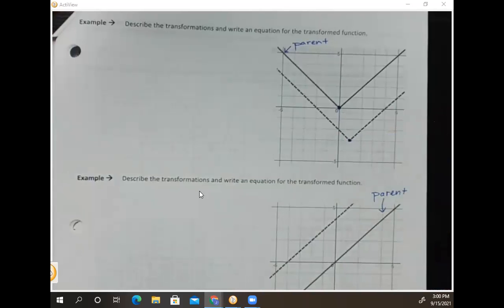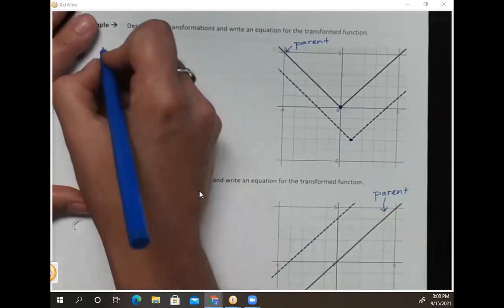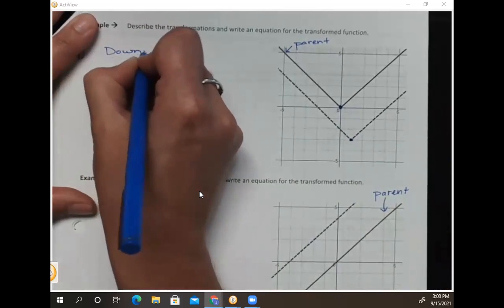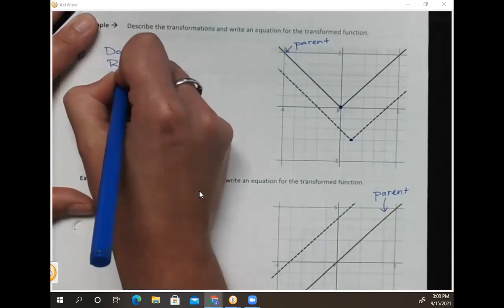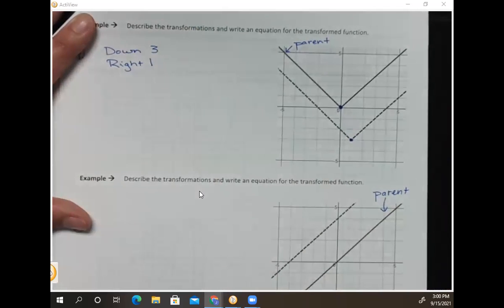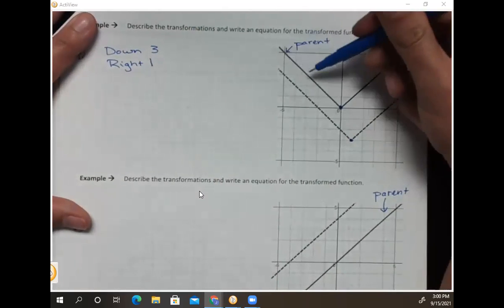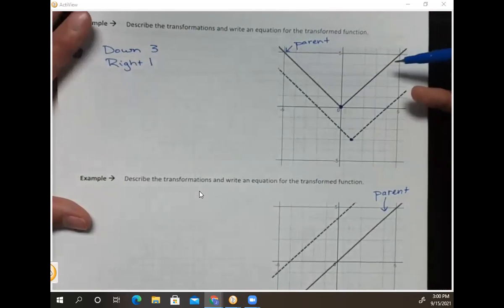Can you say that a little bit louder for me? Down 3, right 1. Good. Down 3, right 1. Okay. And I've got this V-shaped graph here. That's absolute value.